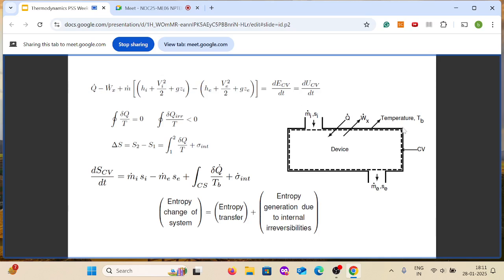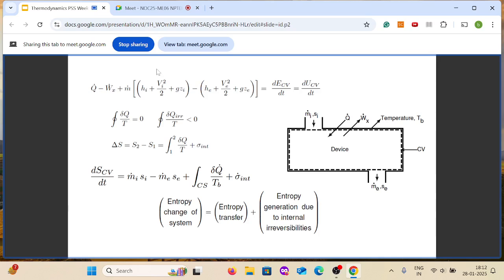So if you see, Q plus m dot into h1, the enthalpy, plus the kinetic energy plus potential energy, that's the energy which is coming in. And going out, you are getting work, and then m dot into h2, the exit stream enthalpy, plus kinetic energy and potential energy. So that is energy coming in minus energy going out, which is equal to the energy built up in the system. It can be either decreasing or increasing based on the flows which are happening. So that gives you the first law equation.